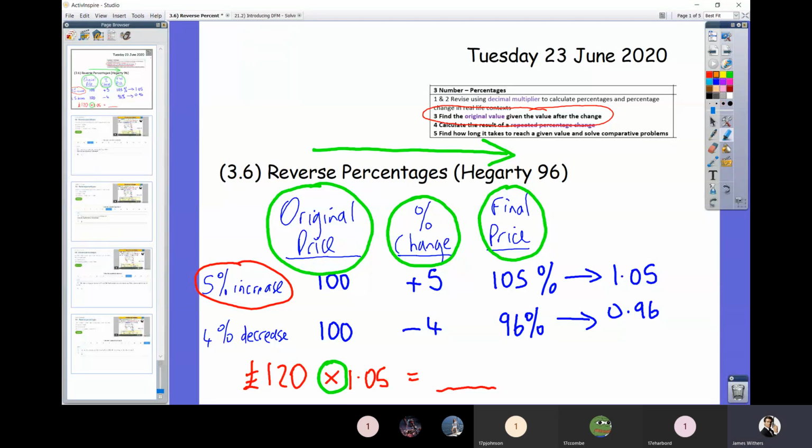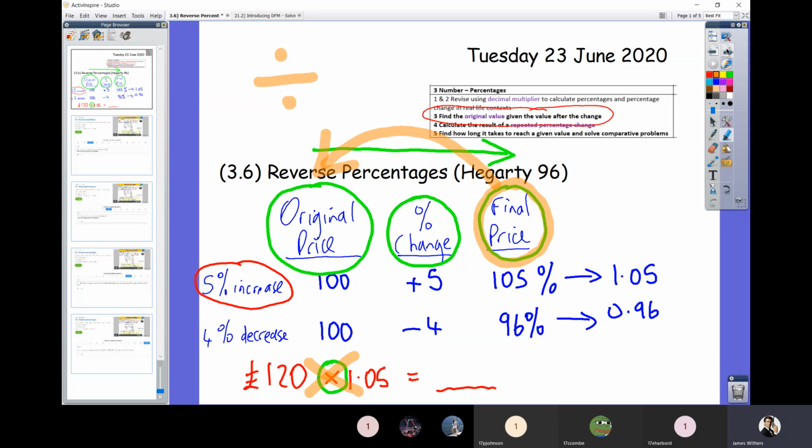All the ones we're going to be doing today, the question is going to give you the final price to start with. You work out the multiplier in exactly the same normal way, but then to get back to the original price, you don't multiply, you do the opposite of multiplying, which is dividing. So where you are given the final price to start with, work out the percentage multiplier, which is greater than 1 if it's an increase, less than 1 if it's a decrease, and then divide to get back to the original price.